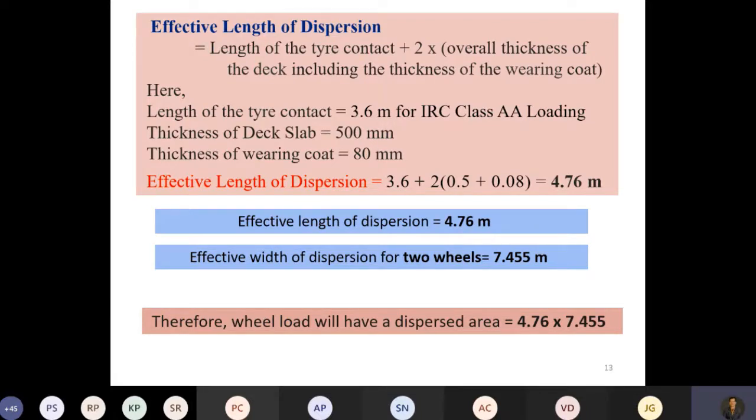As for IRC class AA loading, the thickness of the deck slab we have assumed as 500 mm, and wearing coat as 80 mm. So the effective length of dispersion will be 3.6 plus 2 times (0.5 plus 0.08), which is 4.76 meter. The effective width of dispersion for two wheels we have calculated as 7.455. Therefore, the wheel load will be dispersed on the area of 4.76 meter by 7.455 meters.